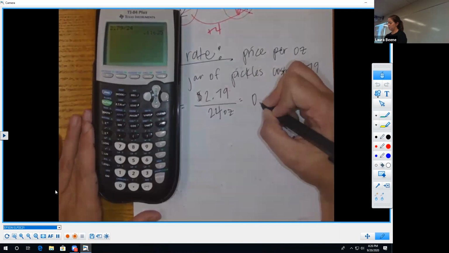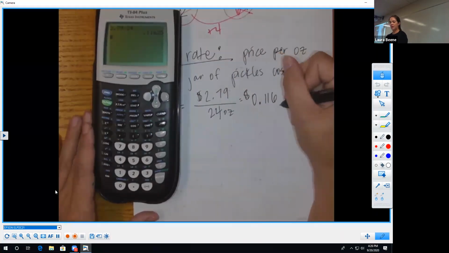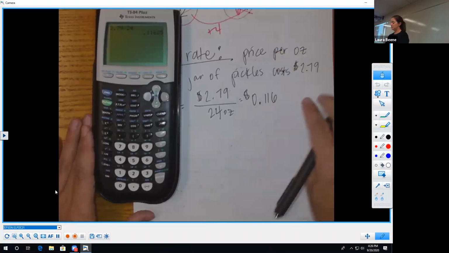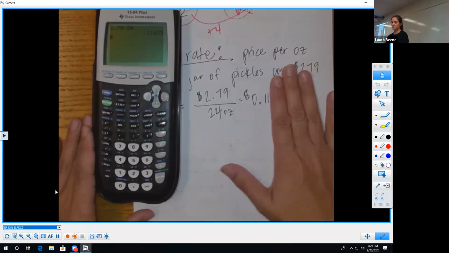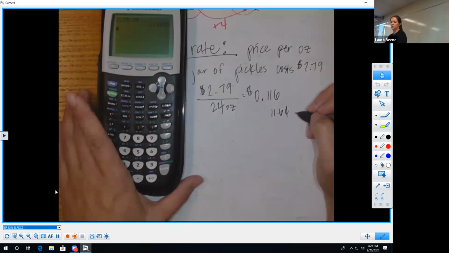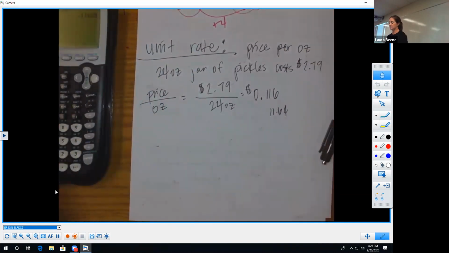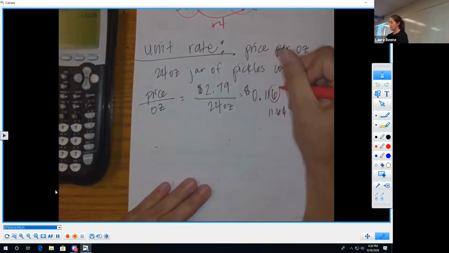So this is 0.11625 technically, but we usually only view dollars and cents as 2 decimals, so that's 11 cents. So that's why it's 11.6 cents. The reason why we go ahead and use this third decimal, the thousandth place, is because what if I had a jar of pickles?